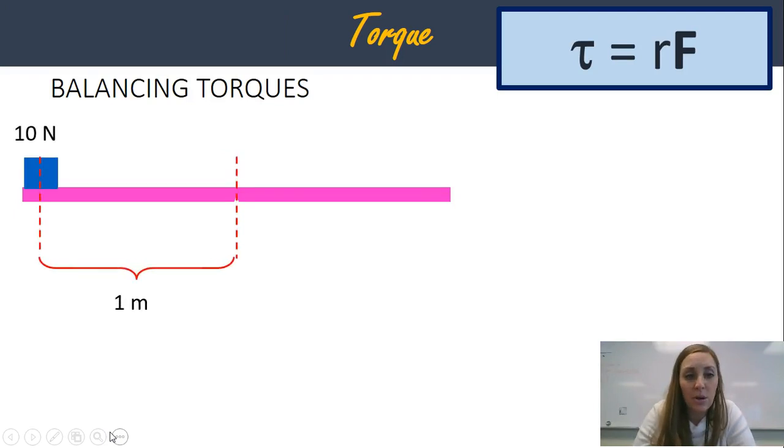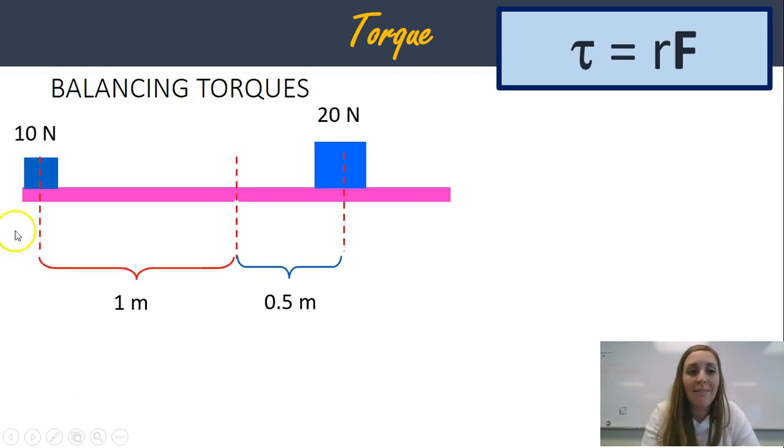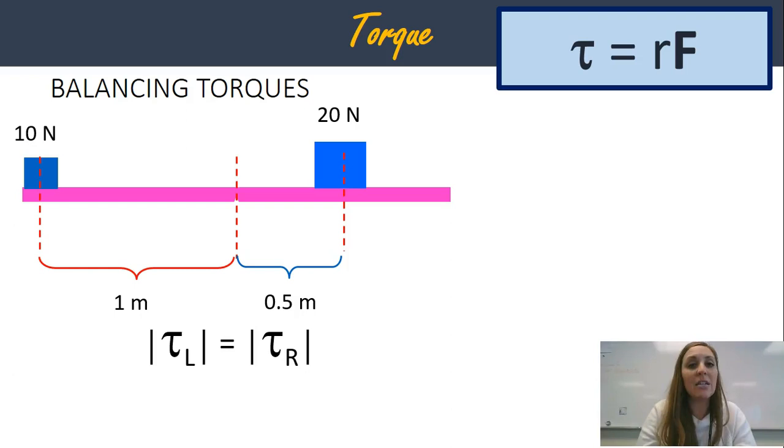So if I'm balancing torques, like say here, notice I have two different forces or two different weights of objects. I have a 10 Newton mass and a 20 Newton mass. So to balance that out, since it's radius times force, the 20 Newton, which is twice as much as the 10 Newton, needs to be half as close to the center axis. So the magnitude of the left side torques equals the magnitude of the right side torques. This is only talking about weights because the weights are both going down, so it's not talking about any up forces.